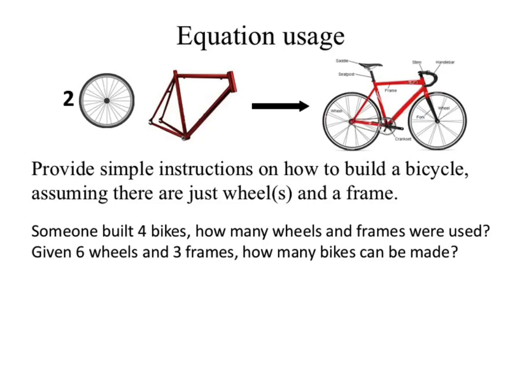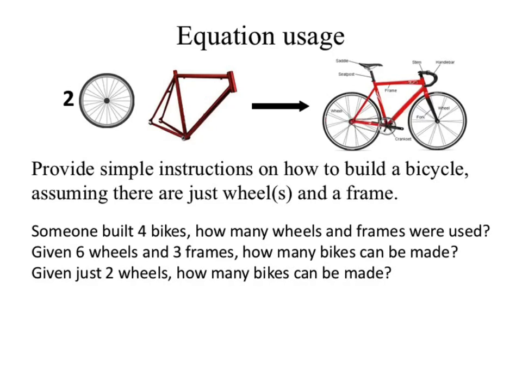Okay? Given 6 wheels and 3 frames, how many bikes can be made? 3. Okay, you're running those calculations relatively quick. That's awesome. That's fantastic. You're used to dealing with those. Okay? Just 2 wheels, how many bikes can be made? 0. 0? Why 0?